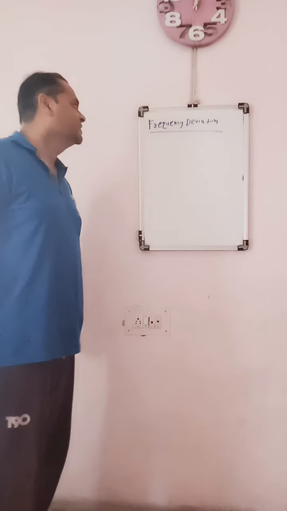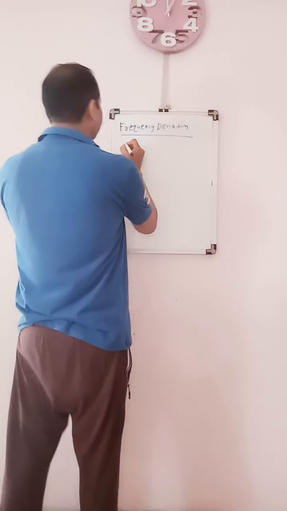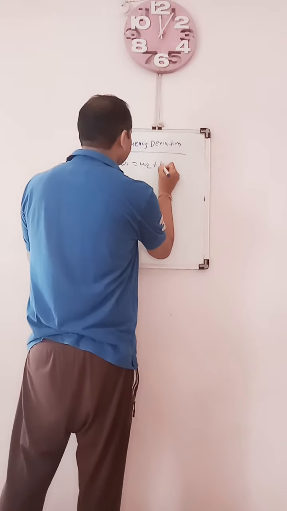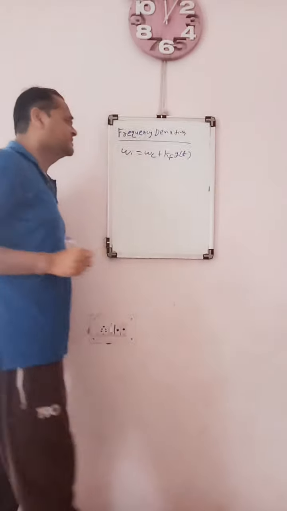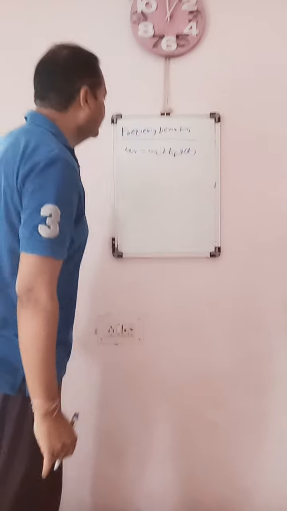Frequency deviation. So frequency deviation means what? First of all, you have to write the expression, that is omega i is equal to omega c plus kf g(t), which we already derived and discussed. This is the expression for instantaneous frequency.